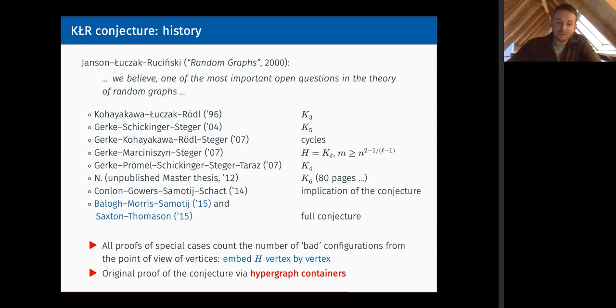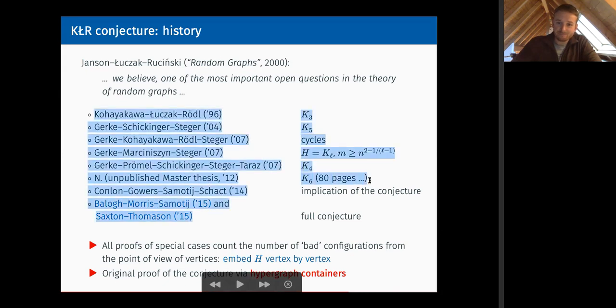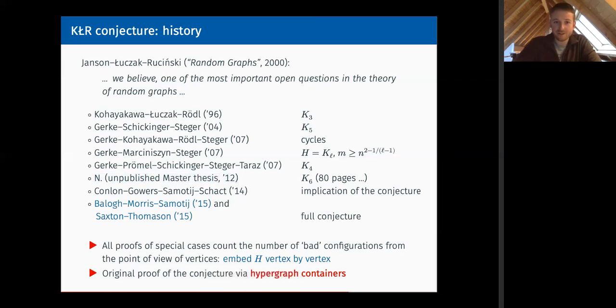In retrospect, all these first six results, concluding with my unfortunate master thesis, try to find this copy of H vertex by vertex, because the event of uniform edge distribution pushes you in that direction, but it turns out that's not the right way to go. On the other hand, the proof by hypergraph containers is really neat and short, but it relies on hypergraph containers, which are arguably not the first thing you would come up with if you are trying to solve the KŁR conjecture.